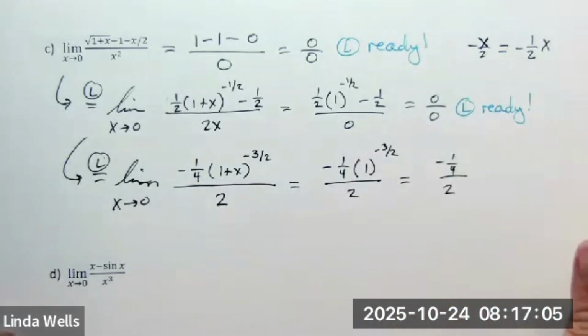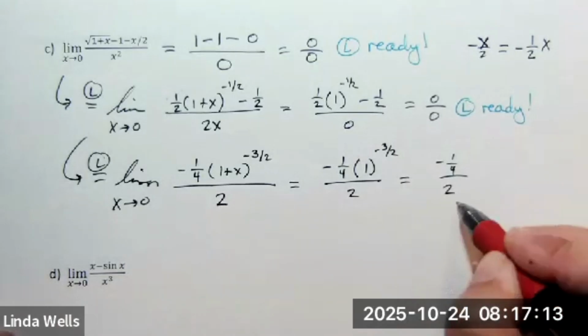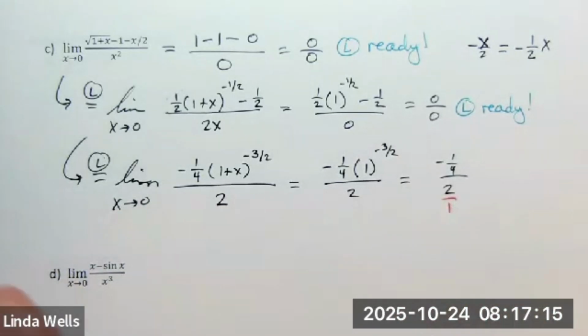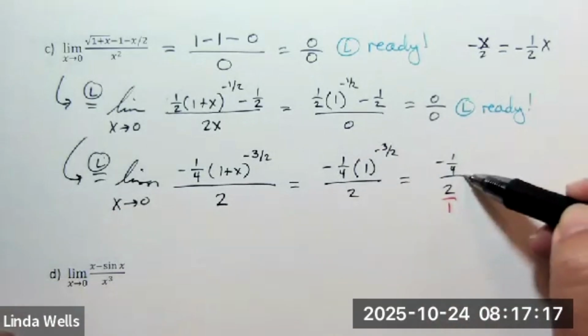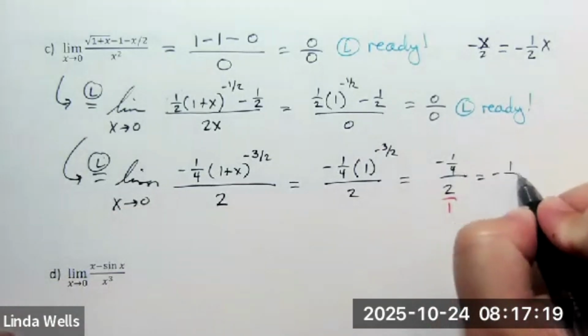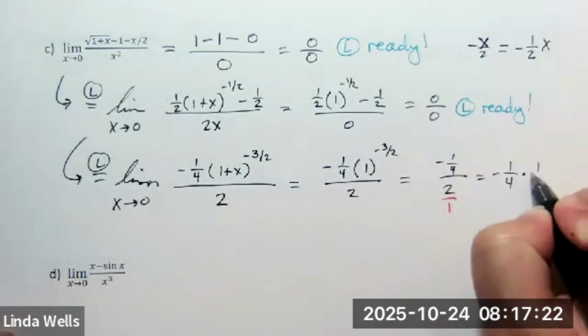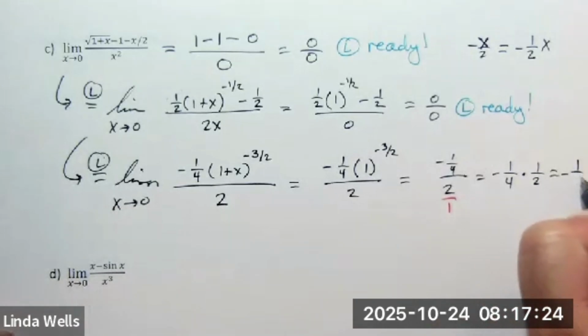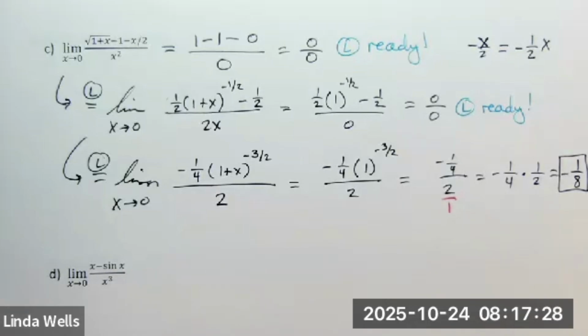Ooh, that's not a good way to leave an answer. How do you clean that up? Multiply by reciprocal. Put the 2 over 1. This is division of two fractions. So the top one stays times the reciprocal of the bottom. We got an answer! Which means we are done.